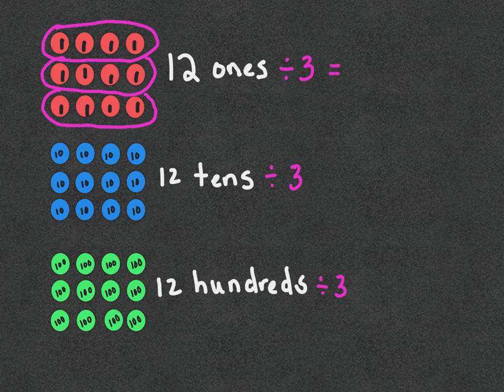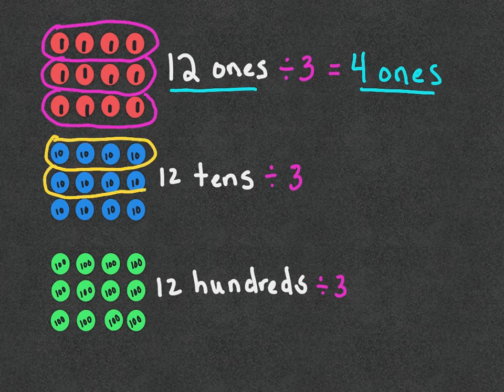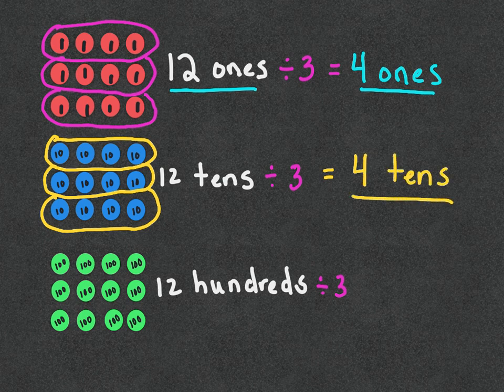Well, we've got 4 ones in each group. I'm answering in unit form because in my problem it's unit form. All right, next one. We have 12 tens and we're dividing them into 3 equal groups because we're dividing by 3. And how many do we have? Well, hopefully you're looking at that pattern again, and it's 4 tens. It's unit form.